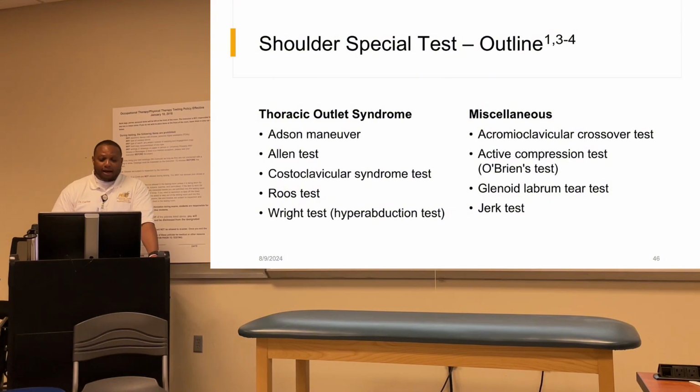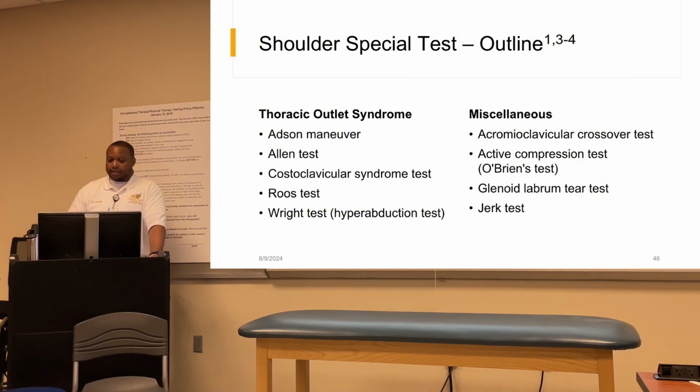And then thoracic outlet syndrome: you have Adson's maneuver, Allen's test, costoclavicular syndrome test, Roos test, and Wright test, which is considered a hyperabduction test. Of these tests for thoracic outlet syndrome, for some reason, Roos has been considered the gold standard test for thoracic outlet syndrome. You may want to notate that.